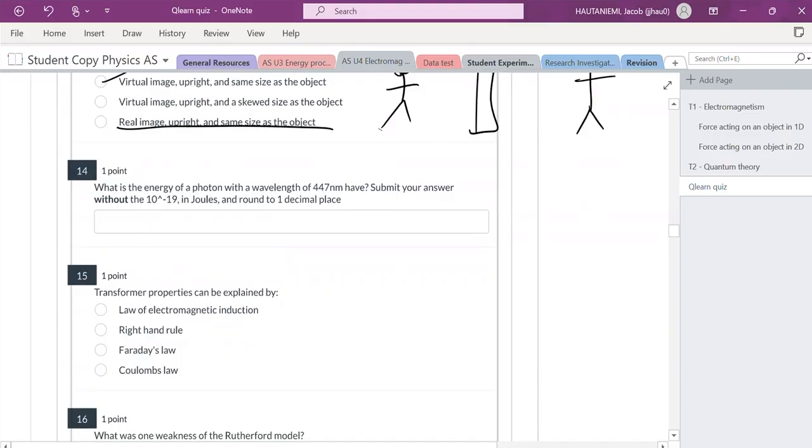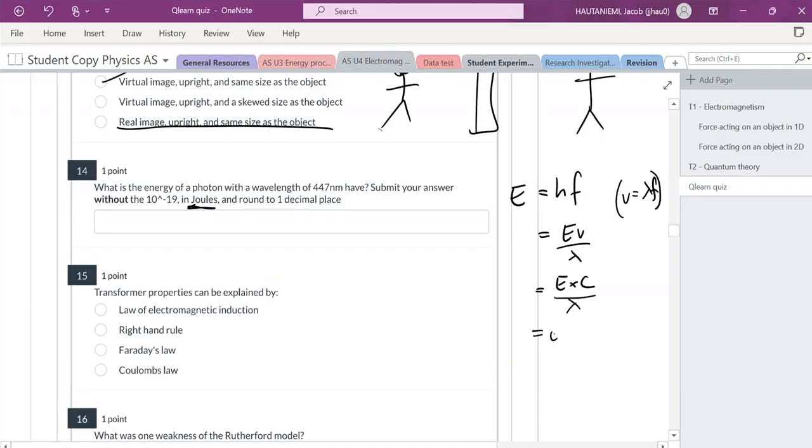What is the energy of a photon with a wavelength of 440 centimeters? Okay, and then submit your answer without the 10 to the negative 19 joules. Be very careful in the exam. Am I asking for joules or am I asking for electron volts? Remember, the way we convert is by doing 1.6 times 10 to the power of negative 19, because that's the charge of an electron. Okay, to find the energy though, you're going to use this equation, which is equal to hf. Okay, that's Planck's constant times the frequency, but we can remember that the frequency is equal to v over lambda, from v equals f lambda. Now, v for an electromagnetic wave is c, that's the speed of light.